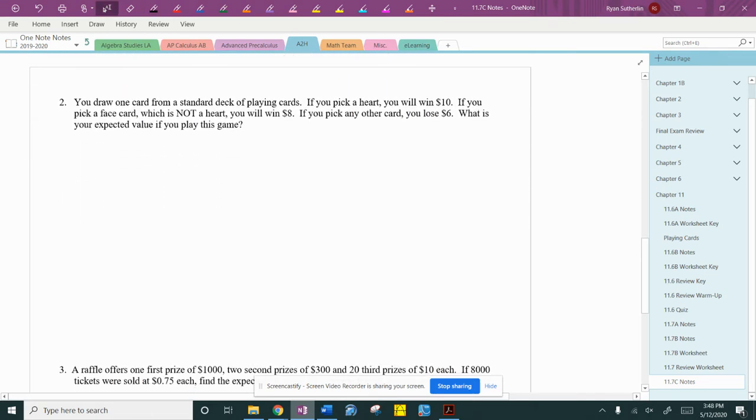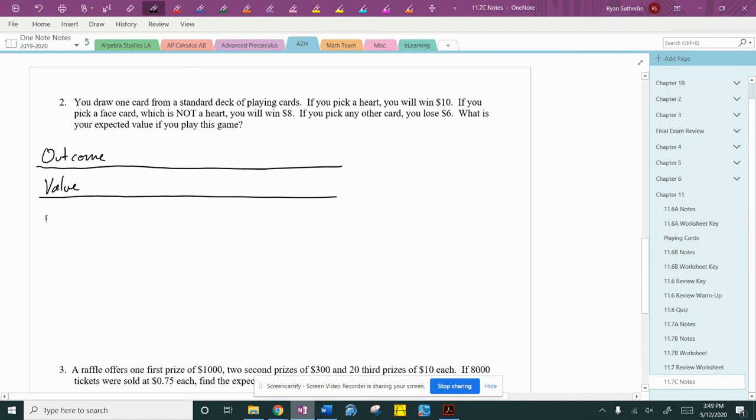You draw one card from a standard deck of playing cards. If you pick a heart, you win $10. If you pick a face card which is not a heart, you will win $8. If you pick any other card, you lose $6. What's the expected value if you play this game? So let's set up our table. We have the outcome, the value, and the probability.